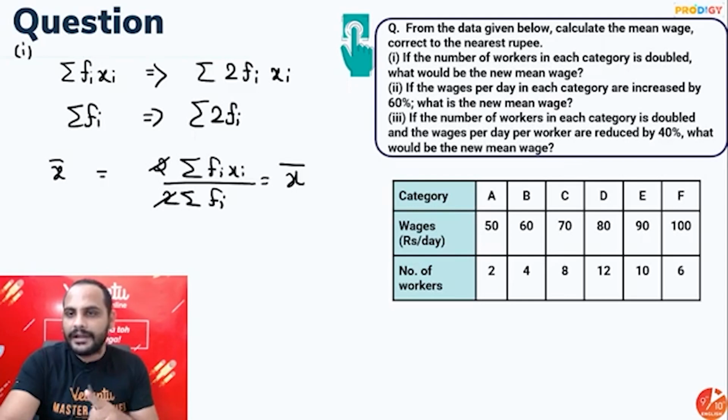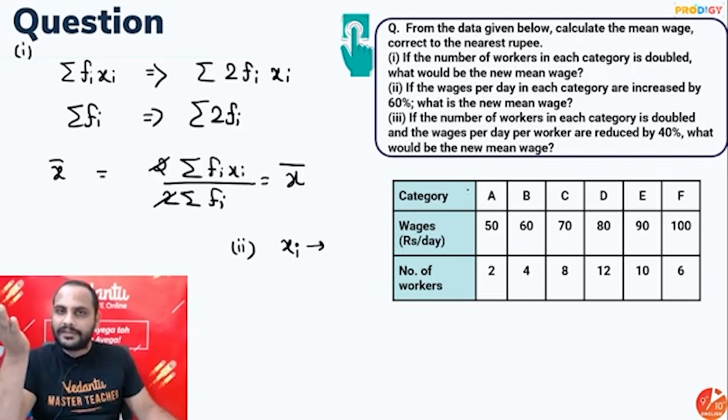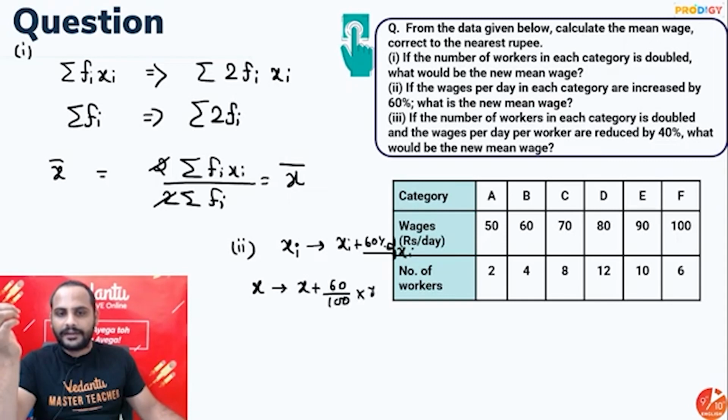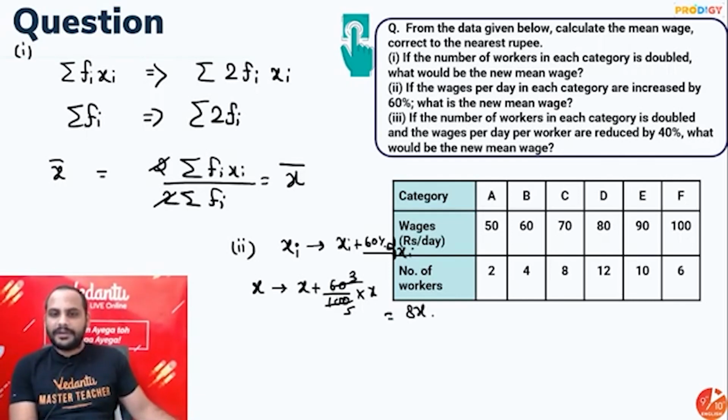Second one, if the wages per day in each category has increased, this time in the second one we are changing the wages. So the x values, we are changing them. So wages per day in each category are increased by 60%. So if I increase the wages by 60%, each wage will be whatever it is plus 60% of it, right? So I can say suppose the value of x now will become x plus 60% of x, which is 3 by 5, take LCM. Okay, it will become 60% extra, and now you can say 8x by 5. It has become 8x by 5.